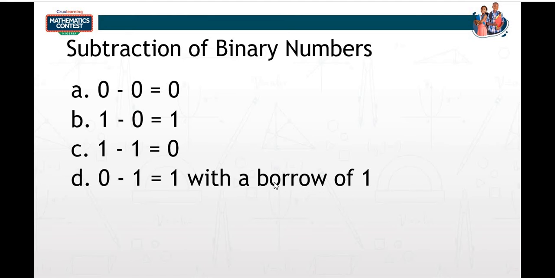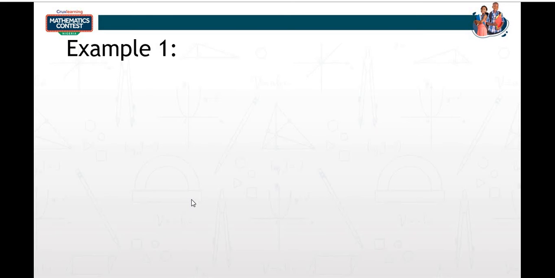And when you borrow in base 2, or in binary, you call it 2, because you're in base 2. Call it 2 and then you subtract 1 from it and you have 1. Okay, so let's do some examples.